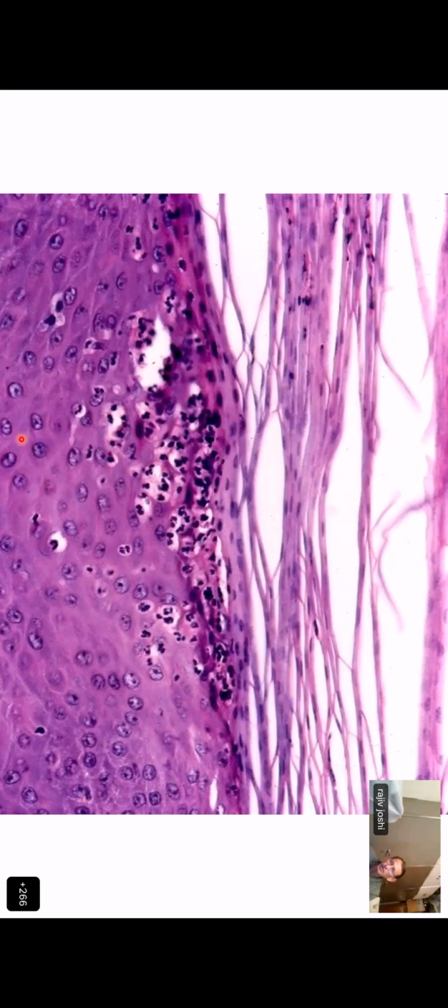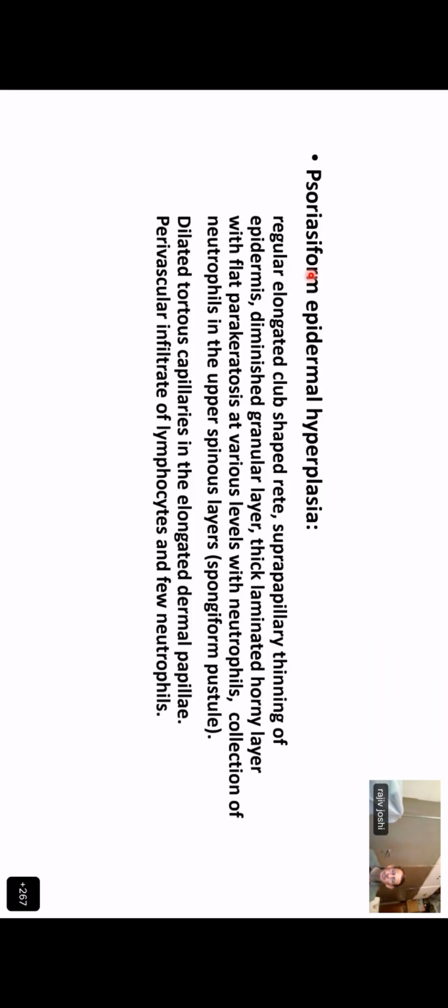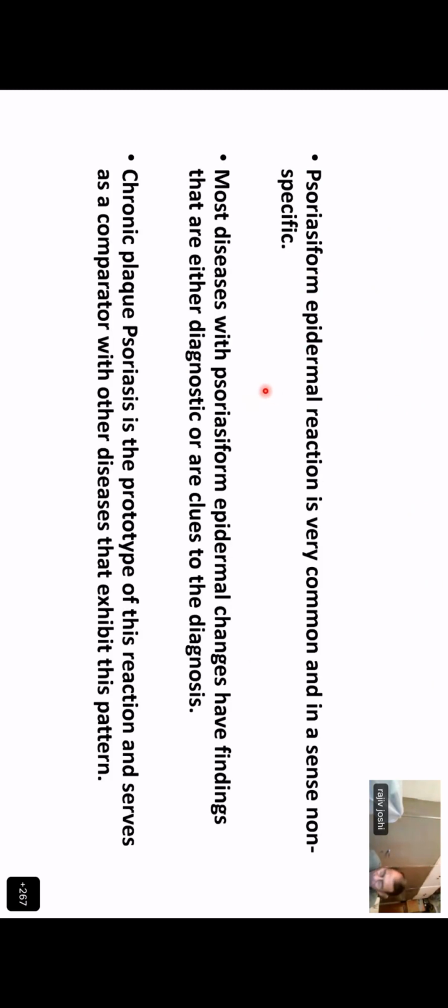And this is also something which is very classical for psoriasis, the beginning of a spongiform pustule, a collection of neutrophils in the upper part of the spinous layer. And in the stratum corneum, if you see neutrophils, so you have flat parakeratosis and you have neutrophils. So this is very typical for psoriasis. These are the findings, and this particular slide shows almost all of them. So this is classical psoriasis.